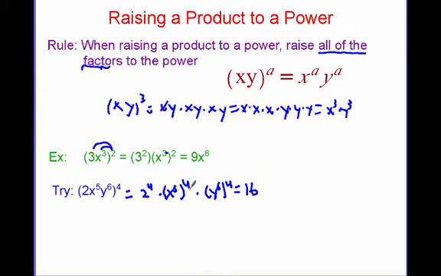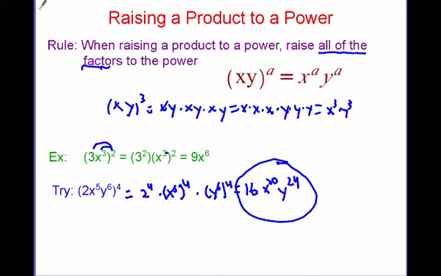x to the 5th to the 4th, that's x to the 5 times 4. That's x to the 20th power, based on the power to a power rule. And then y to the 6th raised to the 4th power is y to the 24th power. So that right there is our answer: 16 x to the 20th y to the 24th. Whenever you raise a product to a power, you raise all of the factors to a power.